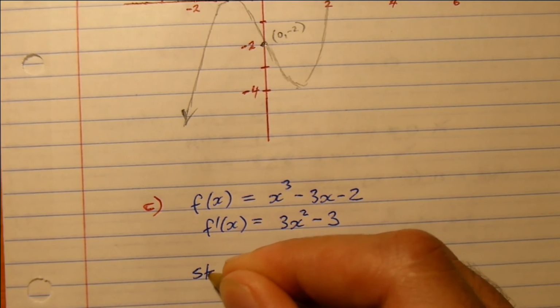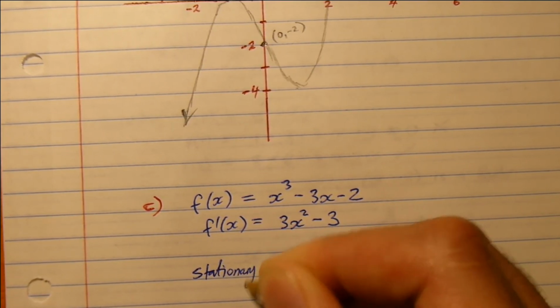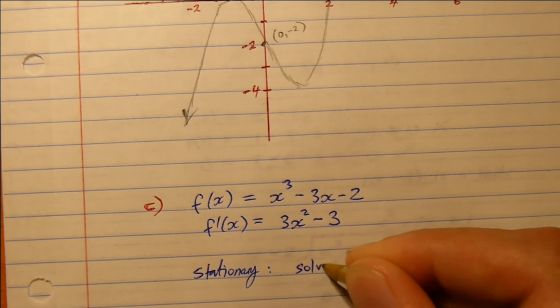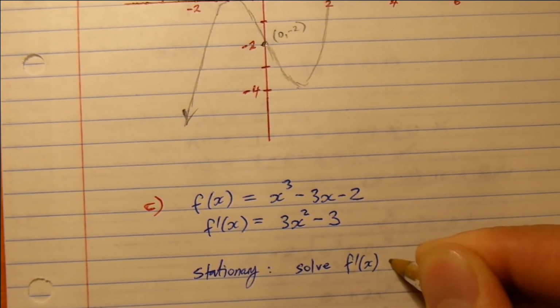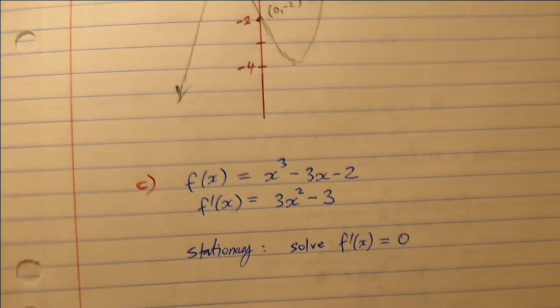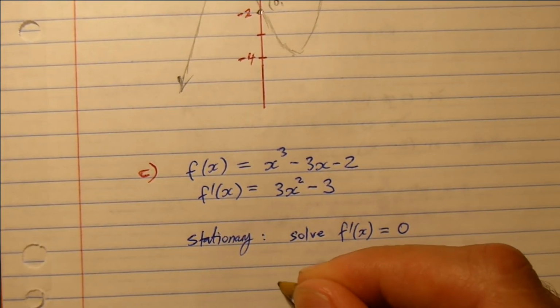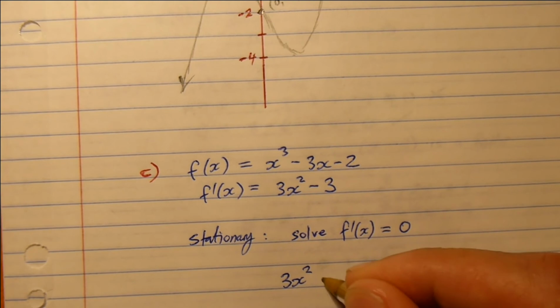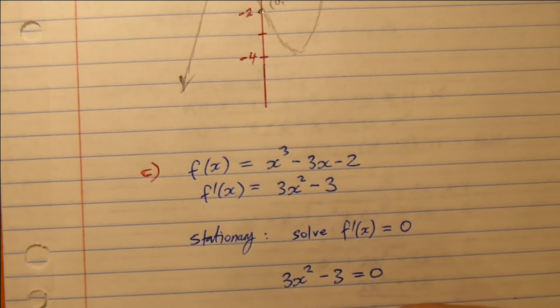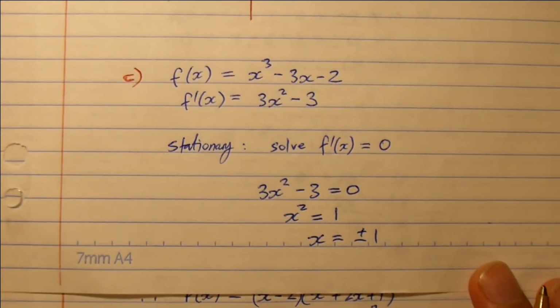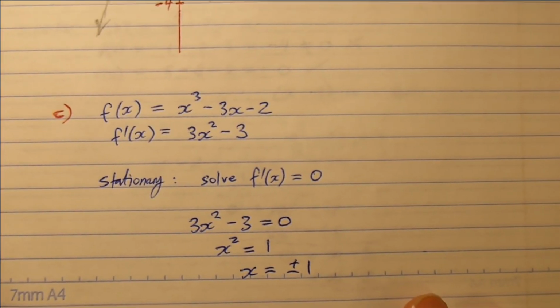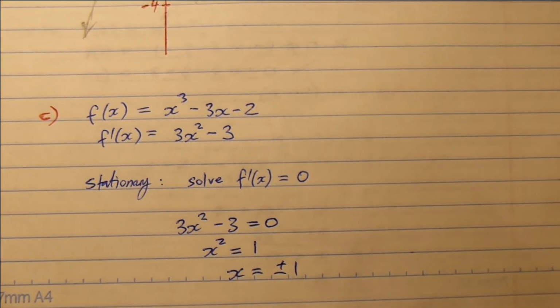Now for stationary points, I'm going to solve f dash, the derivative. Where does the derivative equal 0? Okay, so I have to solve 3x squared minus 3 is equal to 0. X squared is equal to 1. So x is equal to plus or minus 1. Okay, so I now have the x coordinates of my stationary points.